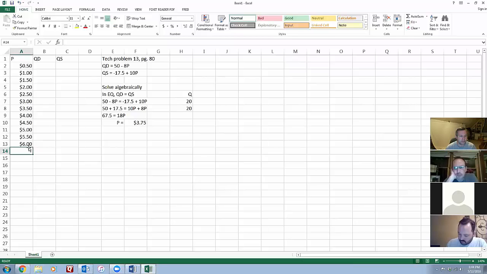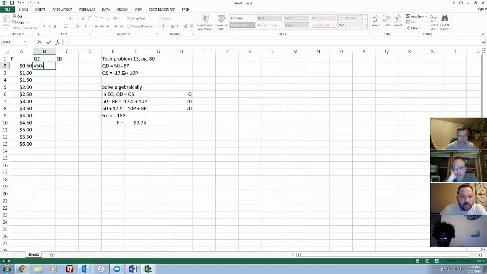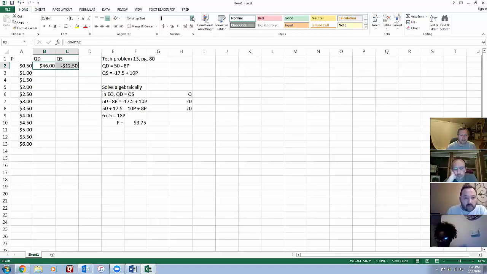So I've got my prices here, and for my quantities, again, I'll just type in the equations that I need. My quantity demanded equation is 50 minus 8 times, and then I want to reference that cell for the price. I'll hit tab to go over here: 70.5 plus 10 times that price. And again, these are quantities, so I'm going to take the dollar signs off of these.